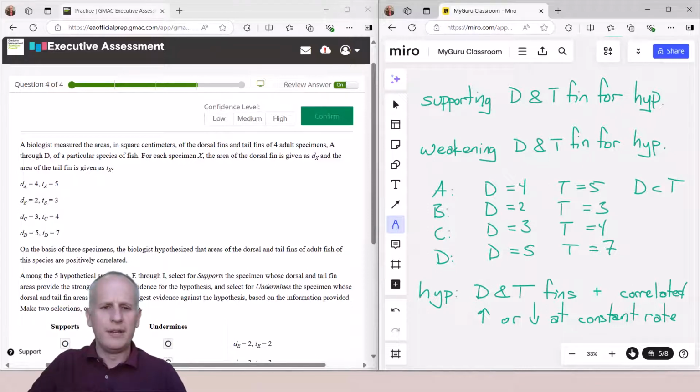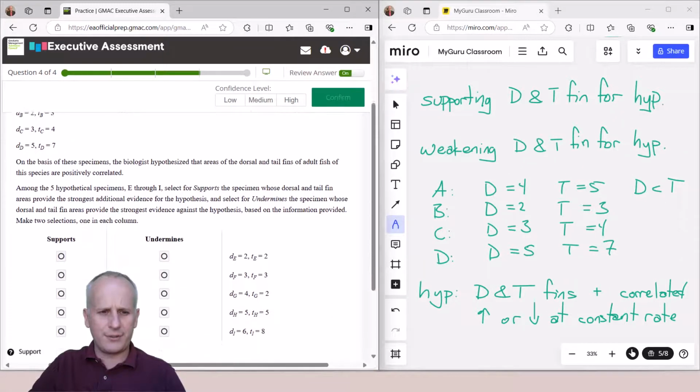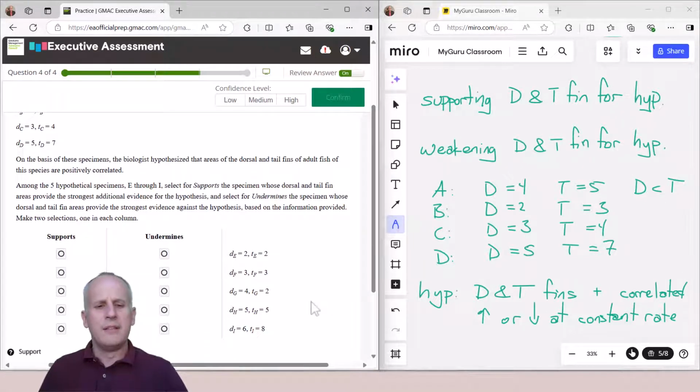So now we'll go to our answer choices, scrolling on down. And so the first one, we've got 2 and 2. Well, we don't want them to be equal. We need there to be a little bit of a gap between D and T to support. So that's not going to work. Then we've got our next one, which is 3 and 3. Again, that's not where D is a little bit less than T.